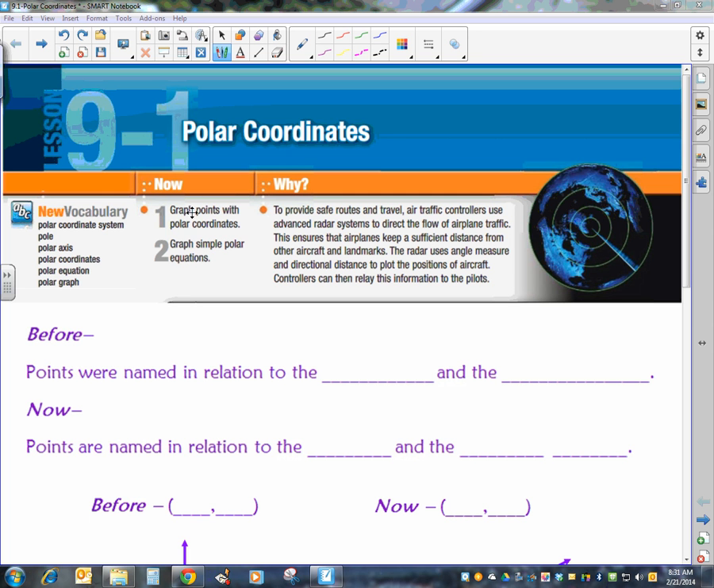Okay, today we're talking about polar coordinates. We're going to graph points with polar coordinates and graph simple polar equations. So, before we start, I want to refresh your memory on what you already know. Before, everything you've done up to this point, you've named your points in relation to the origin and the x and y axes. Now, our points are going to be named in relation to the pole and what is called the polar axis.